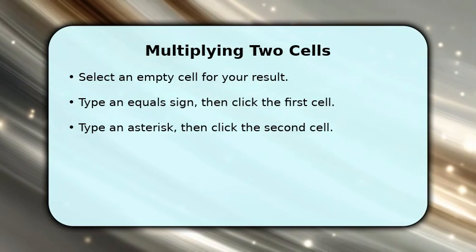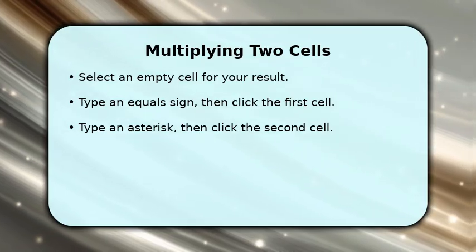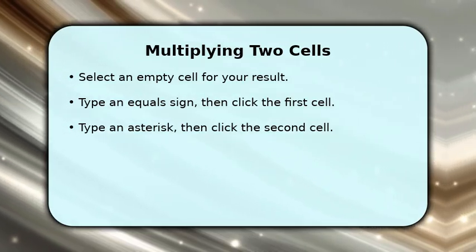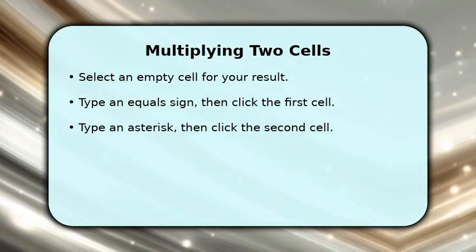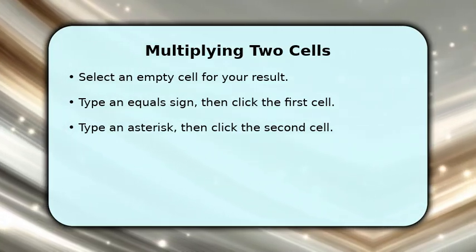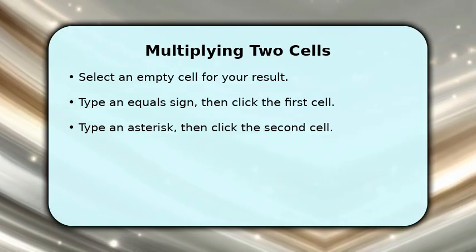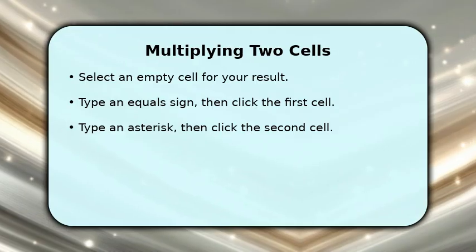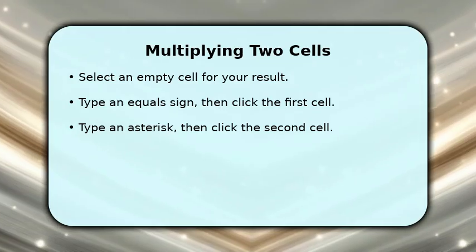Let's walk through multiplying two cells. First, choose an empty cell where you want the answer to appear. Type an equals sign, then click on the first cell you want to multiply. Next, type the asterisk symbol. Finally, click on the second cell. Pressing the Enter key will instantly display the product of those two values in your chosen cell. This method is efficient for simple, two-factor multiplications.